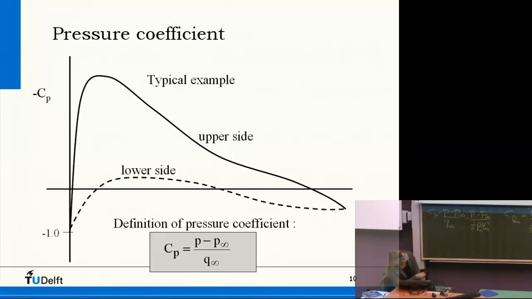So please be aware, Cp is P minus P infinite over Q infinite. These are the free stream conditions, and this is the local pressure. So this is the pressure coefficient. Question?